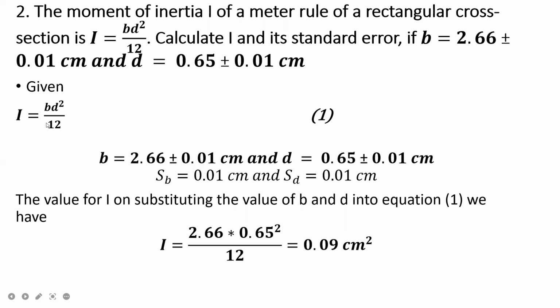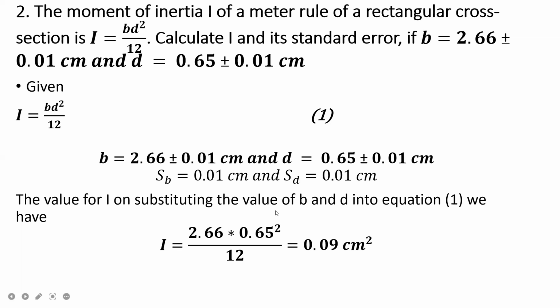Now we've been given our value for I as BD squared divided by 12. That is our equation 1. The value for B is given as 2.66 plus or minus 0.01 centimeter and D equals 0.65 plus or minus 0.01 centimeter. Our SB here means the standard error in B, and it's given as 0.01 centimeter, which is the value we're having here too. Now we will substitute our values in this equation.